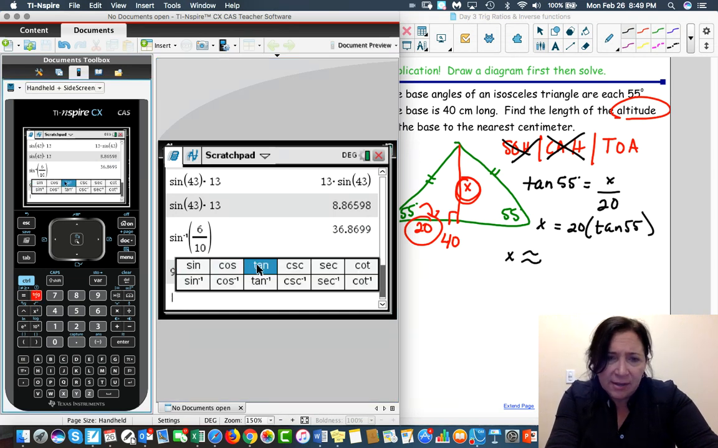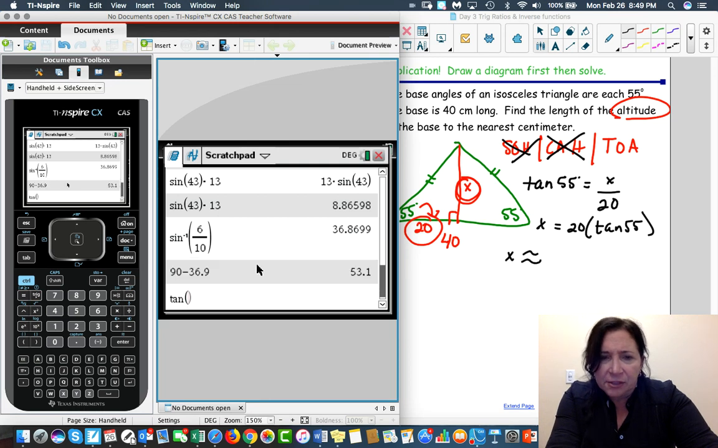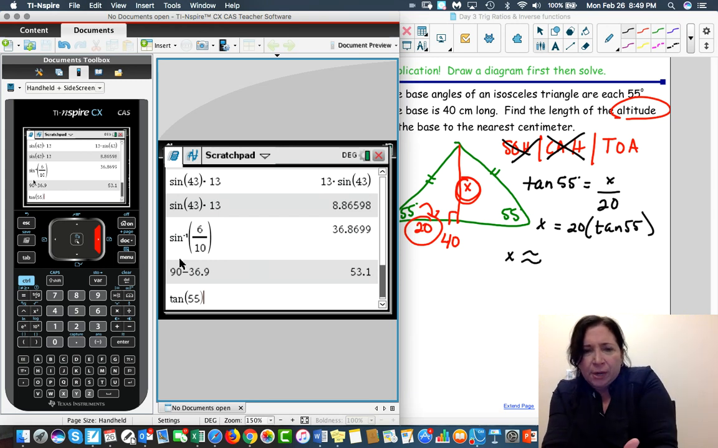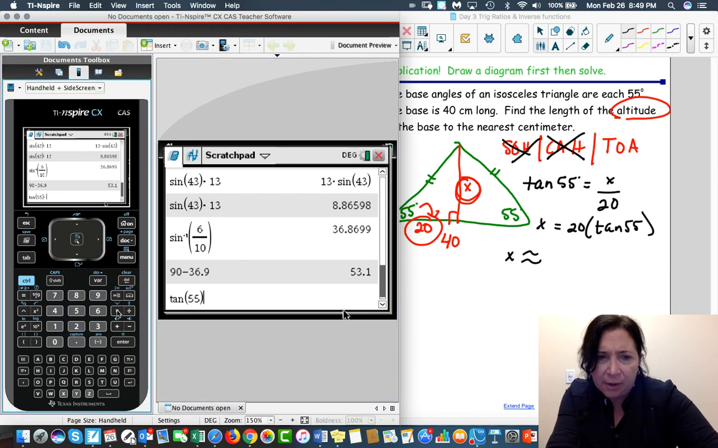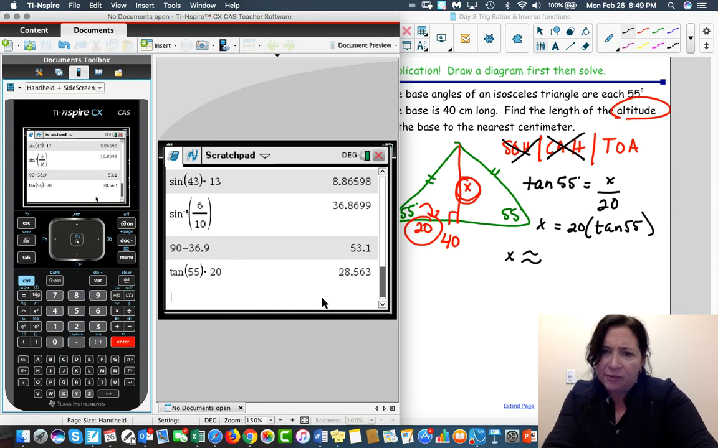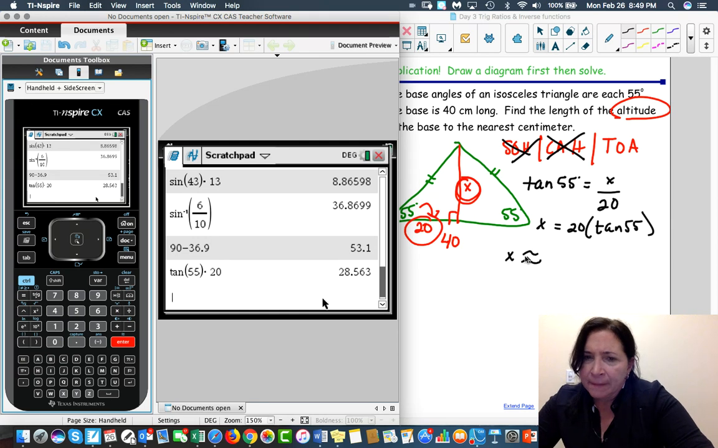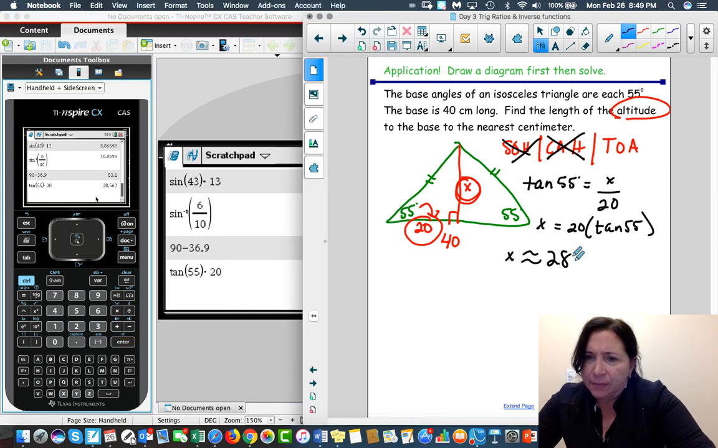So trig tangent, tangent of 55 degrees. And you might have to use the arrow button on the trackpad to get out of the parentheses. You have to move out of those, okay? So tangent of 55 times 20, or maybe I should just say times here, 20. And again, none of my numbers have decimals in them, so I do need to go control equals, and that's 28.6 degrees. So this is going to be 28.6 degrees.